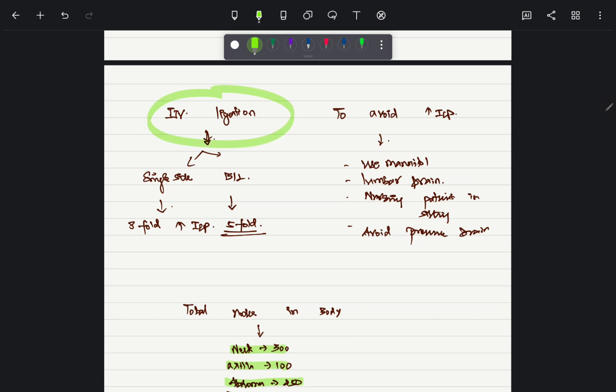If you did IJV ligation on a single side, there will be a 3-fold increase in ICP. If bilateral, then 5-fold. So to avoid increase in ICP, use mannitol, lumbar drain, nursing the patient in the sitting posture, and avoid pressure drains.